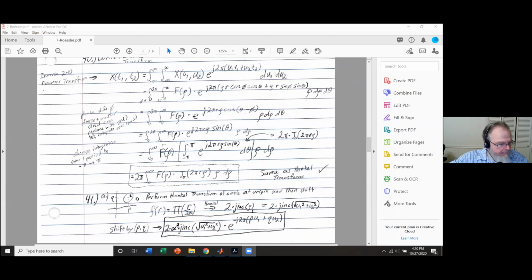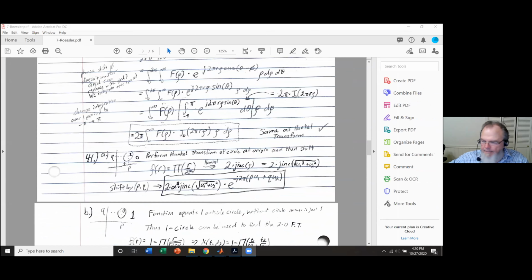Okay, so 41. The way I did it was I took the Hankel transform of a circle at the origin and then expressed it in U1, U2 units, and then shifted it after. So you have f of r. f of r is equal to the rectangle function of r over 2 alpha, and that becomes 2 alpha squared g of rho, and then you shift it and get the following answer that's boxed.